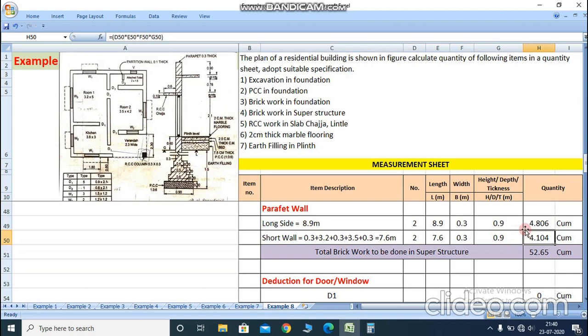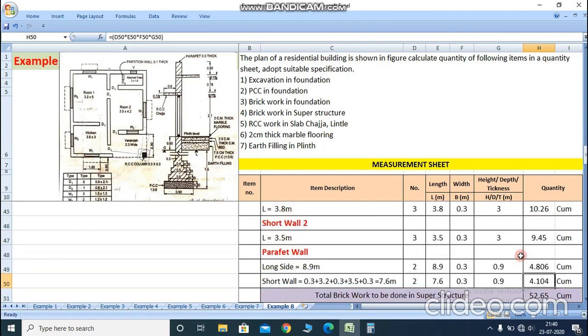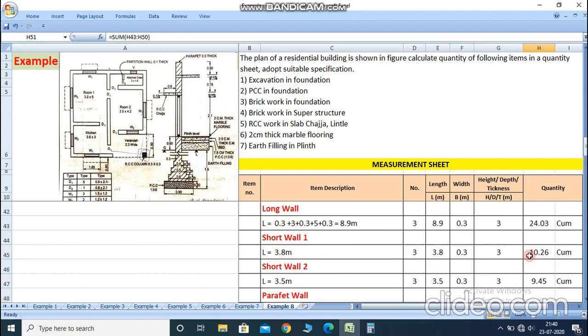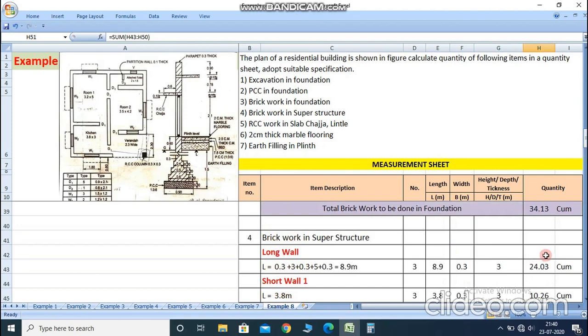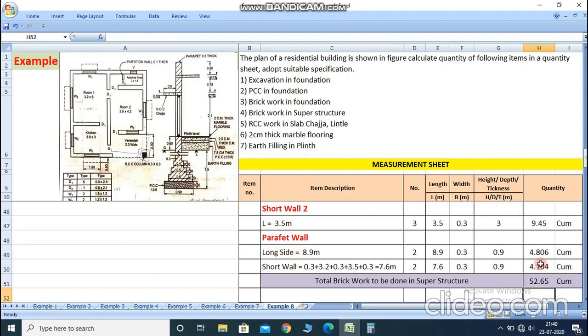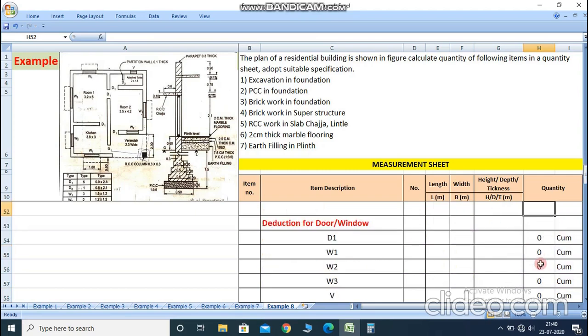So the total value of the brickwork to be done in the superstructure is the summation of all the long wall, short wall 1, short wall 2, all the values. We got the final answer as 52.65. It's the final answer of the summation of all the values 1, 2, 3, 4 and 5. So the final cubic meter answer is 52.65 meter cube.